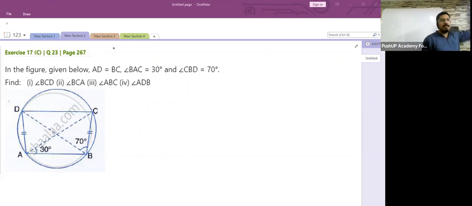Children, both AD and BC are what? Equal chords. That means whatever angle this chord AD will subtend on the circumference, the same will be the angle subtended by chord BC on the circumference. If you notice, the angle subtended by chord BC on the circumference is given to you. Angle A. Now think over it.